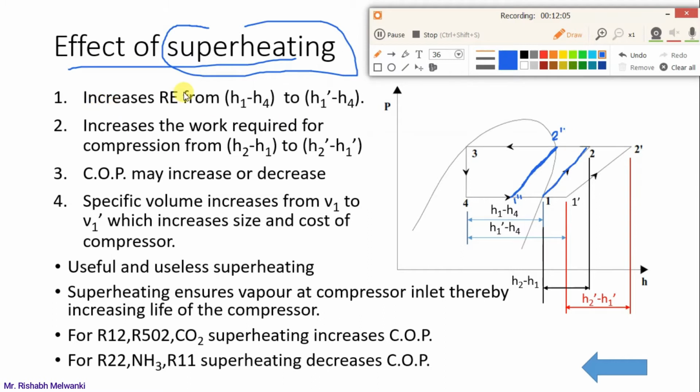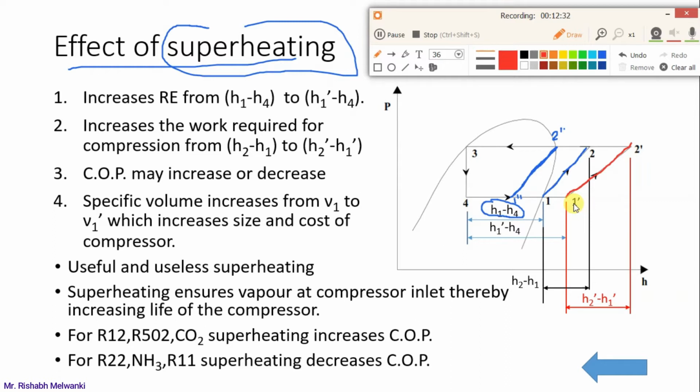So here you observe, initially when the process is 1 to 2, what is the refrigerating effect? H1 minus H4, this is the refrigerating effect. But when I talk about the process 1 dash to 2 dash, it means superheating is done. Where is that superheating done? In the evaporation process only. Here you observe 4 to 1 dash, that is the evaporation process. So in the evaporation process itself the superheating is done.